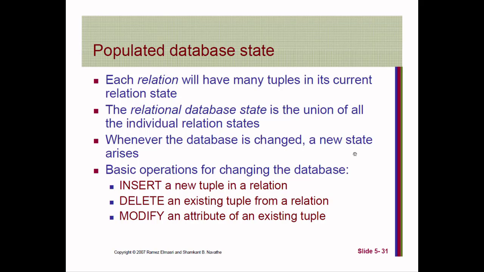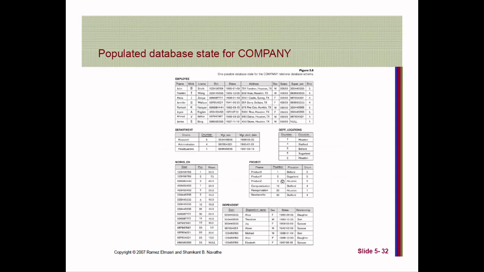What are the operations that cause a change of database state? There are three possible operations that can change the database state. Insert, when a new tuple is inserted in a relation. Delete, when we delete one or more tuples from a relation. And modify, basically the update, when we change the values of one or more attributes of an existing tuple in a relation. So insert, delete, update. These are the three basic operations that change the state of the database.